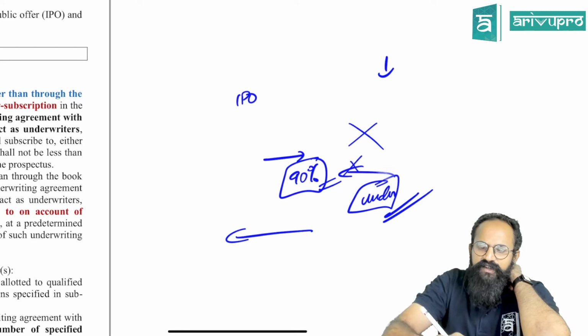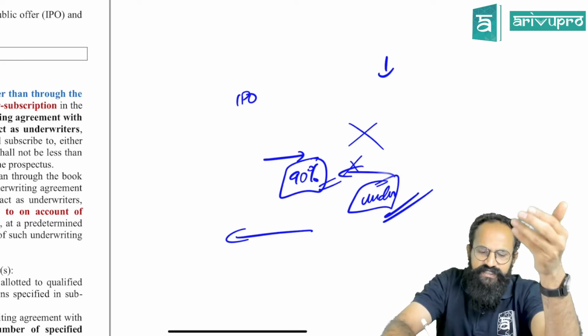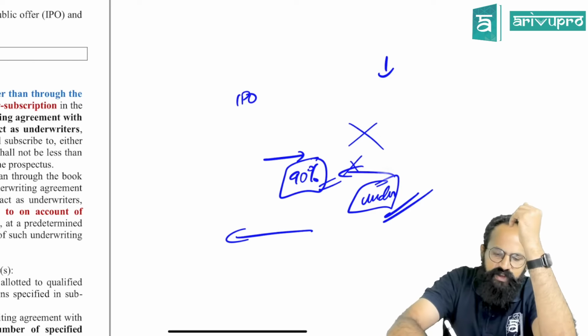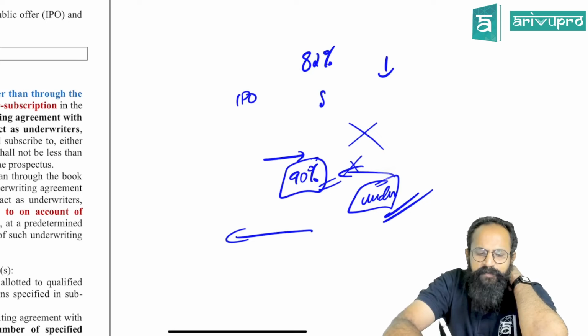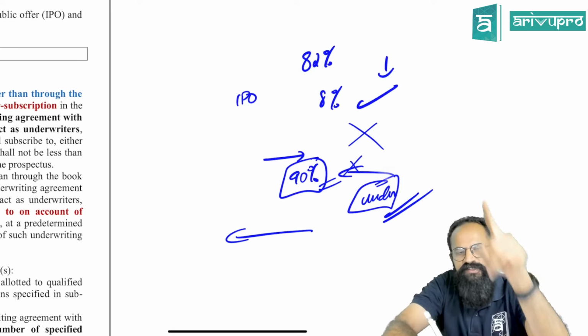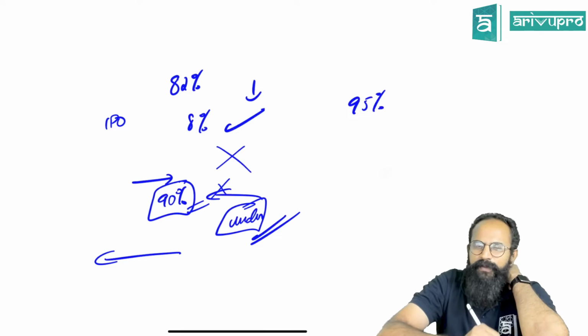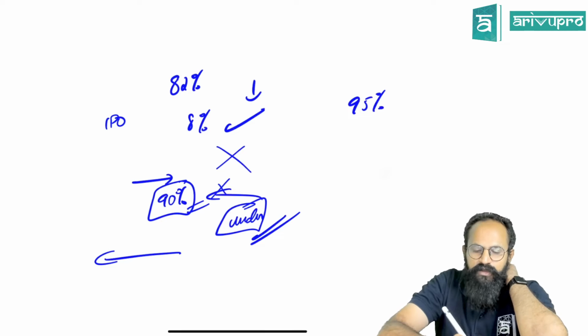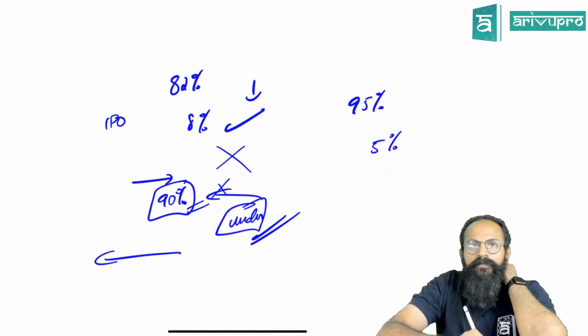Yes, sir. Sir, these underwriters will subscribe in 2 scenarios, people. Whenever there is under subscription: imagine 90% is the minimum subscription, but we got applications only for 82%. The 8% will be subscribed by underwriters. This is the first scenario. Second scenario, imagine 95% of the people applied for our public offer. However, 5% of the people have not applied properly.